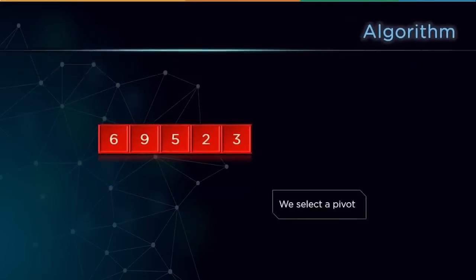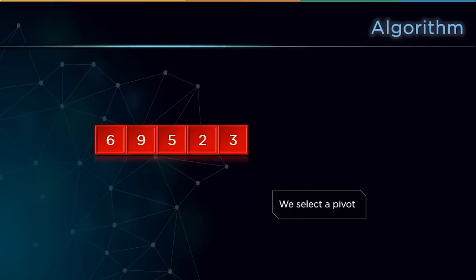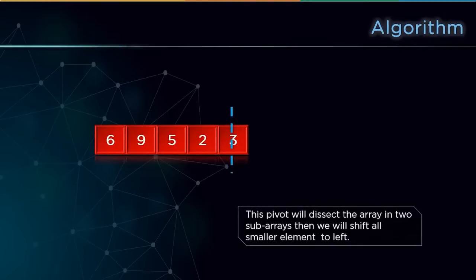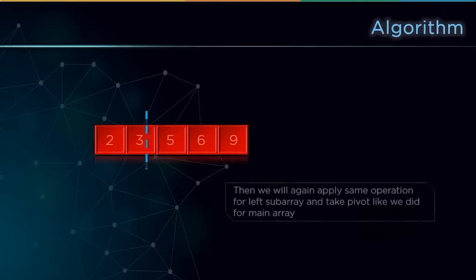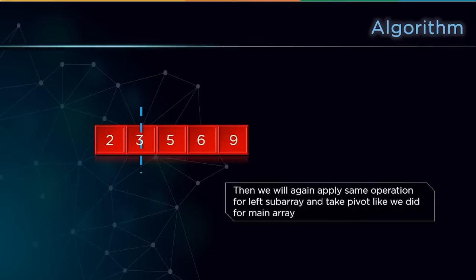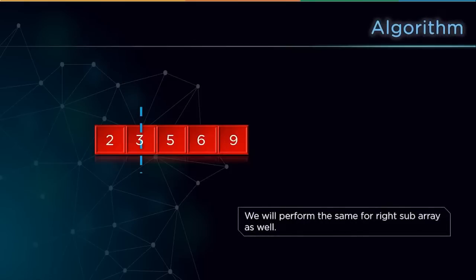Let's say we have an array. First, we have to select a pivot. We can select either the first element or the last or the median or any random element as pivot. This pivot will dissect the array into two subarrays. Then we will shift all elements smaller than the pivot element to the left. Then we will again apply the same operation for the left subarray and take a pivot like we did for the main array. We will perform the same for the right subarray as well.